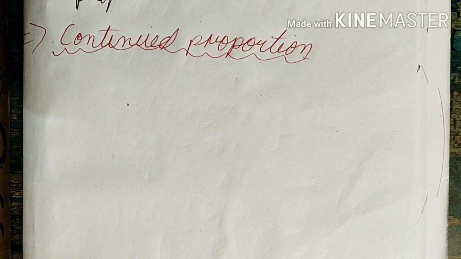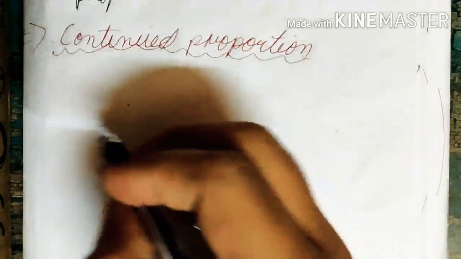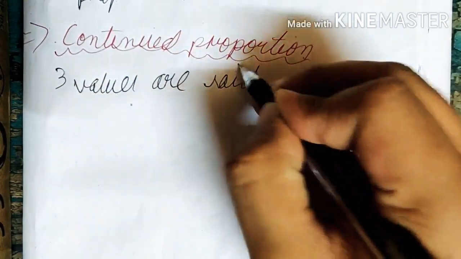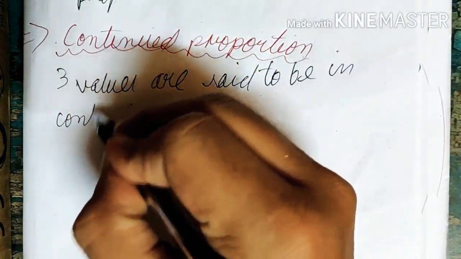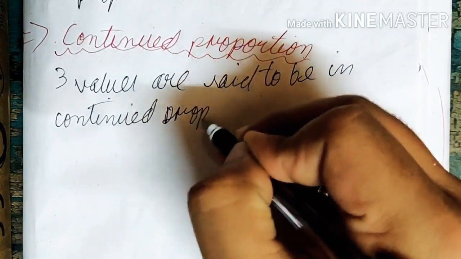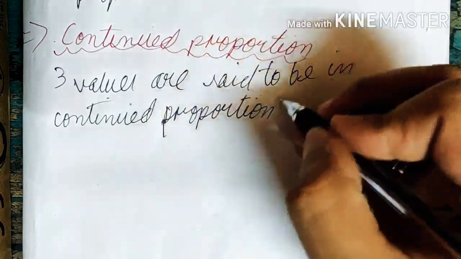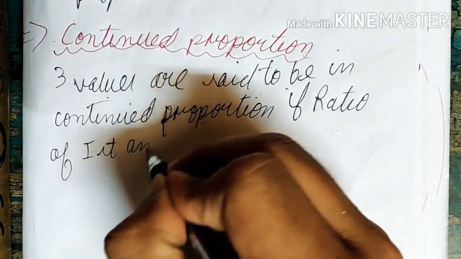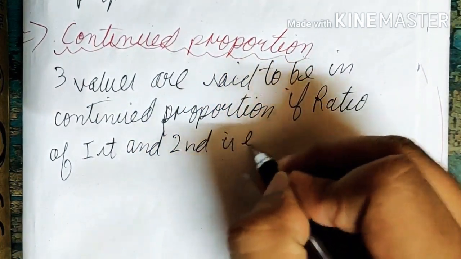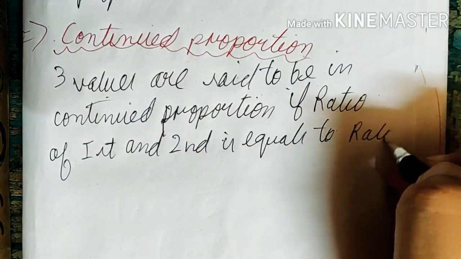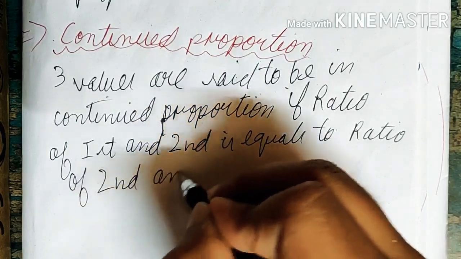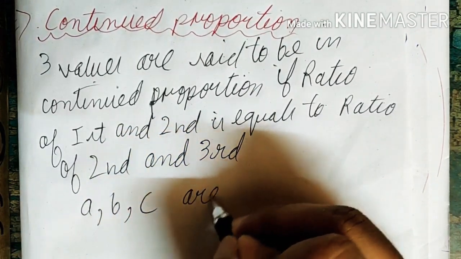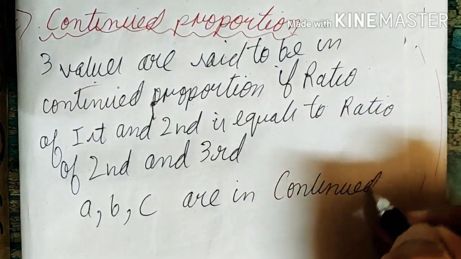Next topic here is continued proportion. Continued proportion means three values are said to be in continued proportion if the ratio of first and second is equal to the ratio of second and third, like A, B, C are in continued proportion.